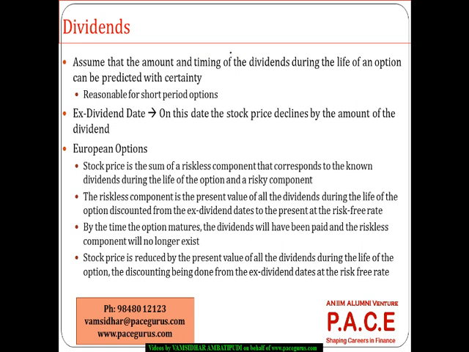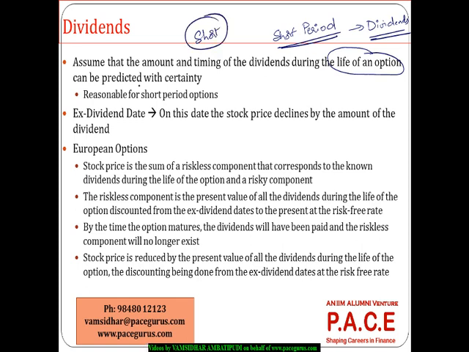We can always assume that if I am talking about the life of an option for a very short period, I can very comfortably predict the dividend amount that can be received on that particular stock. But what this model assumes is that whether the life of the option is short or not, during this life the amount and timing of the dividend I can comfortably predict. So there is a certainty to my prediction, which is probably more apt for the short term, but may not be for the longer term.